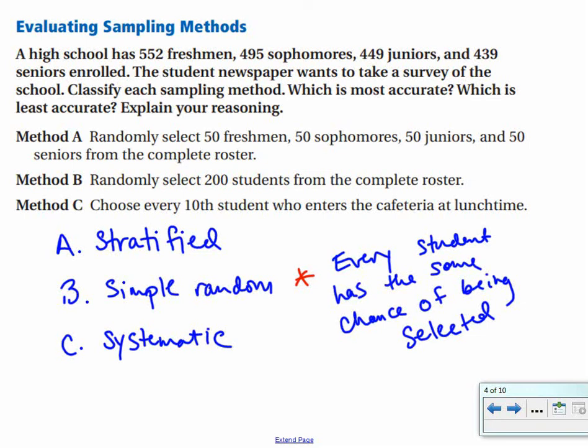So there's the least number of seniors, which means if you're choosing 50 seniors, 50 out of 439 is going to be a higher probability than if you're a freshman, because that would be 50 out of 522. So simple random is the best, stratified is the least.